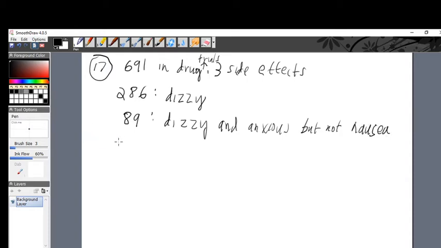That's very important. Okay, 56, they tell us, is dizzy, ditto for that, and nausea. I'm just going to put nausea. So they get the dizzy and the nausea, but not anxious.